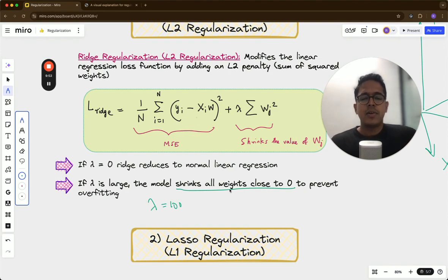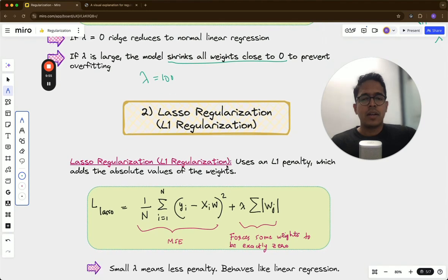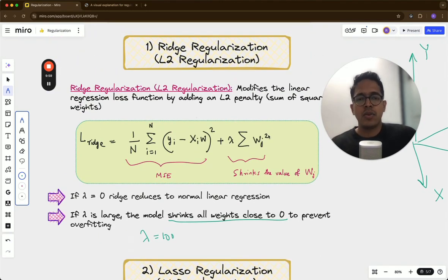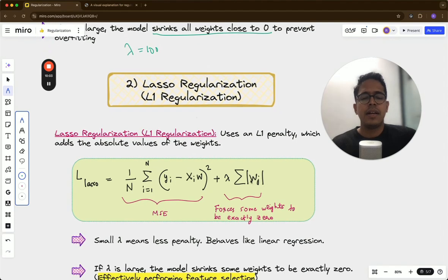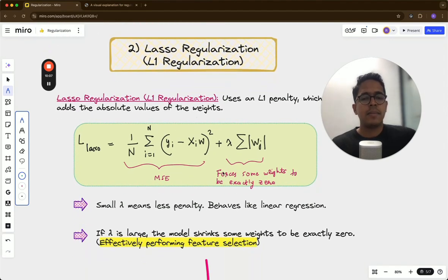Now let us look at the second type of regularization, lasso regression. It is called L1. This is L2 because you are using a square term of your parameters. Here instead you are using just an absolute value term. So everything else remains the same except the penalty term is lambda times sigma modulus of Wj. Previously it was sigma Wj square.